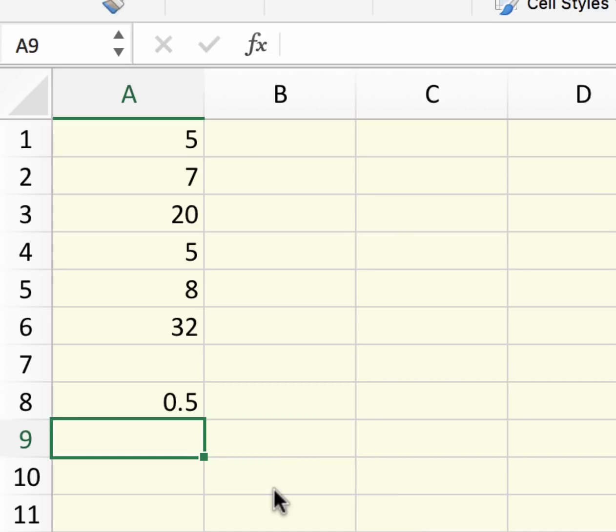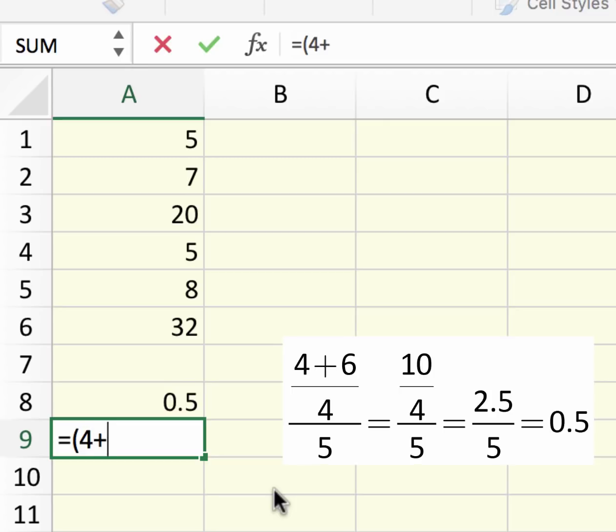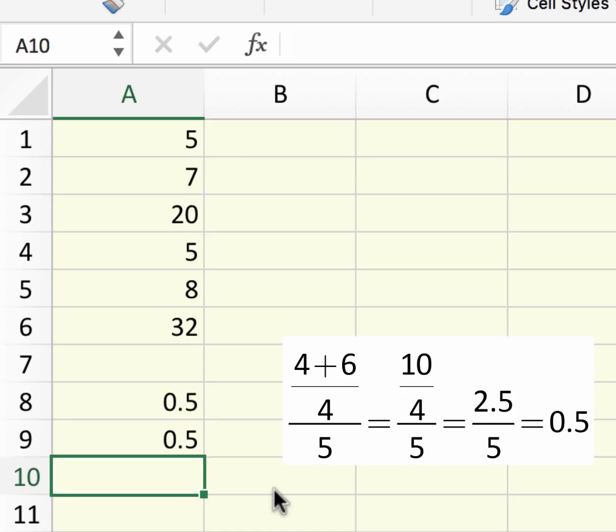Correct. Here's another possibility. Parentheses 4 plus 6, divided by 4, divided by 5. So what that's saying is take 4 plus 6 to get 10, divide that by 4, and then divide that by 5. Again, you get the correct answer. There are probably other ways you can think of to do this.